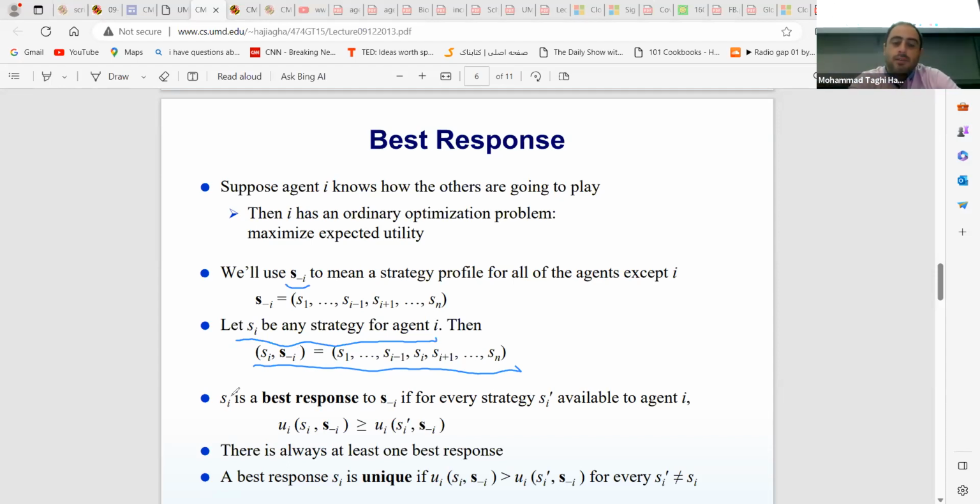Now, S_I is a best response to S minus I, by definition, if for every strategy S prime I available to agent I, the utility, or expected utility, of S_I is larger than or equal to the expected utility of S prime I. Whenever we talk about utility for a mixed strategy, it means expected utility. Both of them are under the fact that other people are just using S minus I. Note that here we have S minus I in both, not S prime minus I. It means that everyone else is fixed, and I want to do my best response.